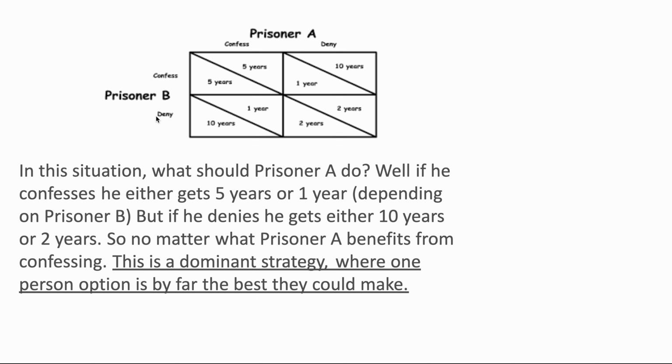So no matter what, prisoner A benefits from confessing. So if he confesses, he actually gets less time. Because if he confesses, 5 or 1; if he denies, 10 or 2. So his dominant strategy, what he should do, is confess. Because that's the best case situation.